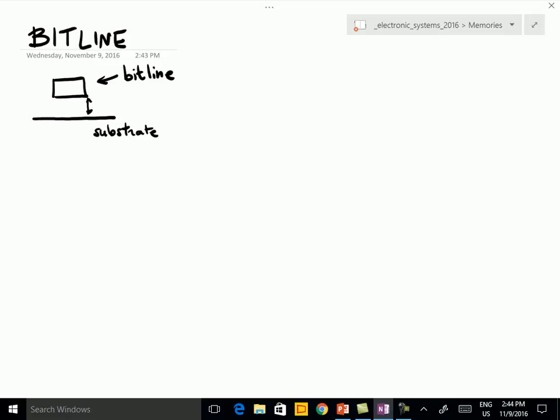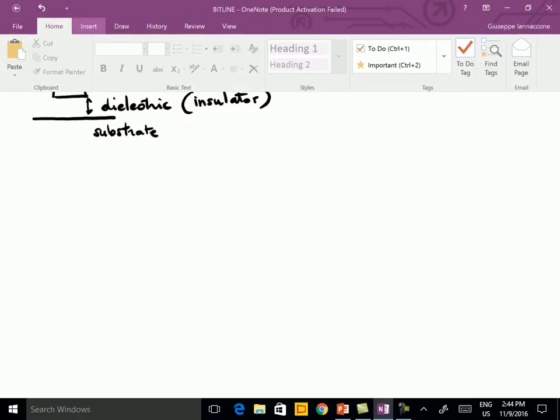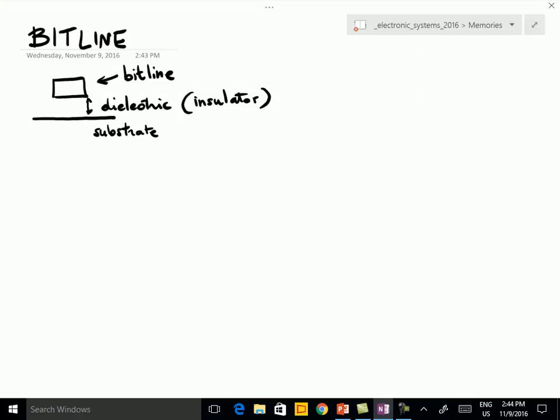This separation is a few hundred microns typically, and is a dielectric or insulator. The two words are synonyms. Now, so this is the, let me use some color. So this is the cross section.